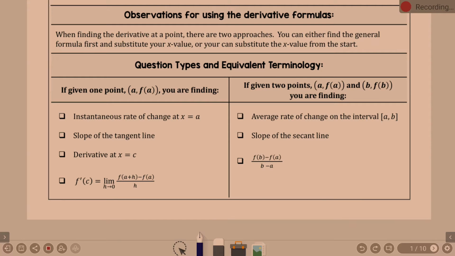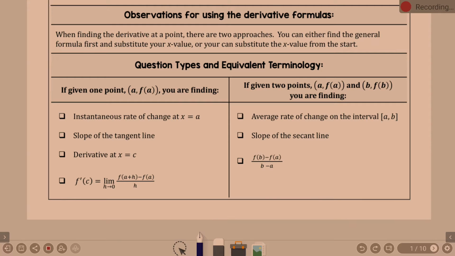So, okay, some equivalent terminology here. If given 1 point, and we start talking about where the tangent line lies, you are finding, you can call it instantaneous rate of change, so IROC. The IROC formula only requires 1 point. It's the slope of the tangent line. Okay, if it's at 1 point, slope of the tangent line. Slope of the tangent line is also the derivative at said point. And then derivative notation, f prime of c. Here's our definition of derivative. All equivalent, right? Derivative, slope of the tangent line, instantaneous rate of change.